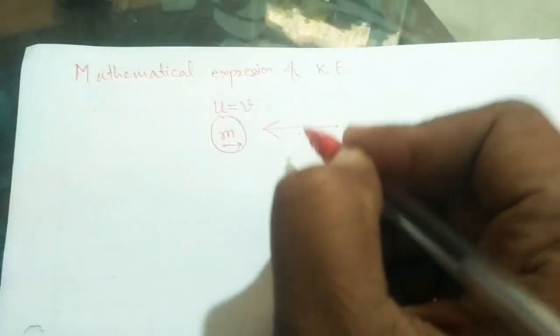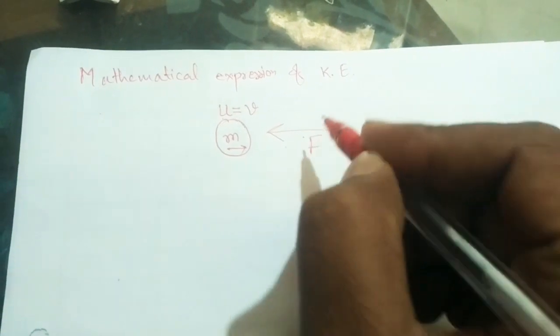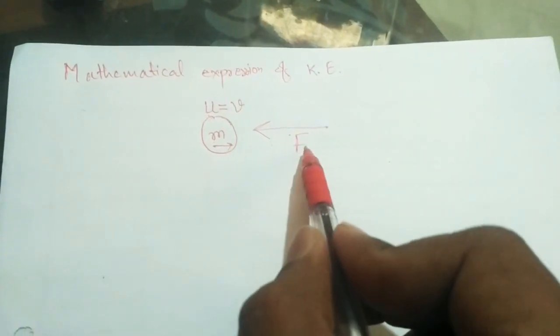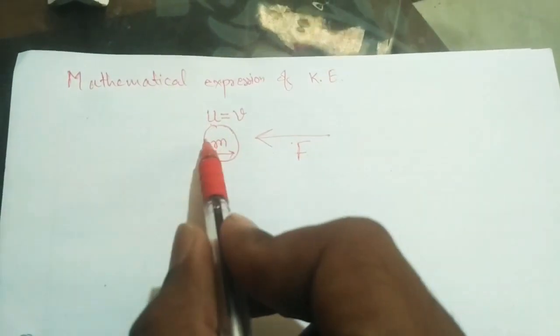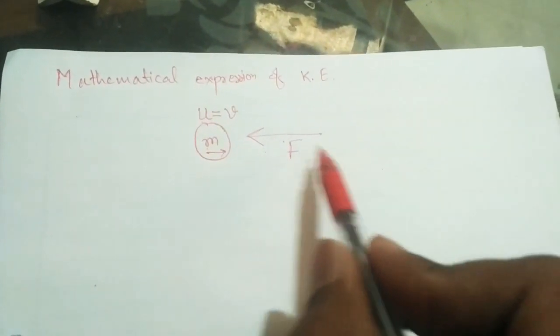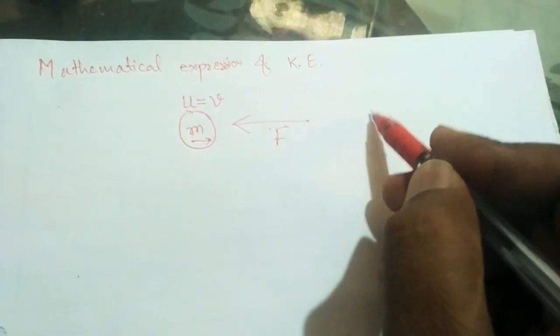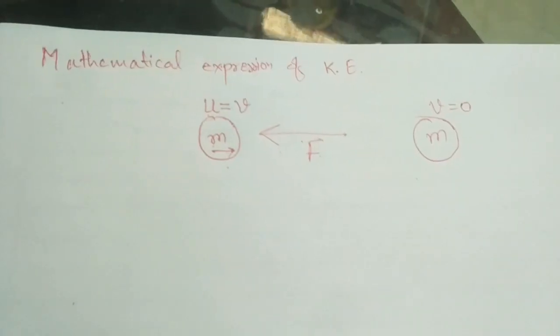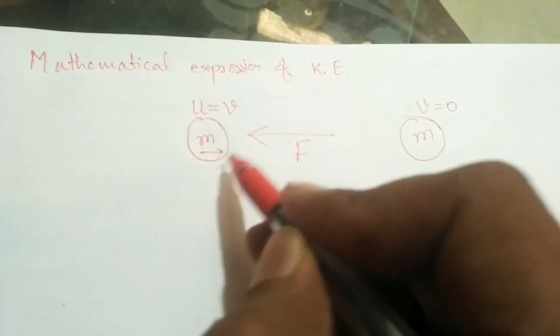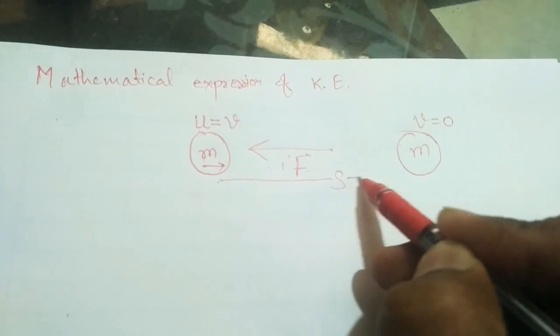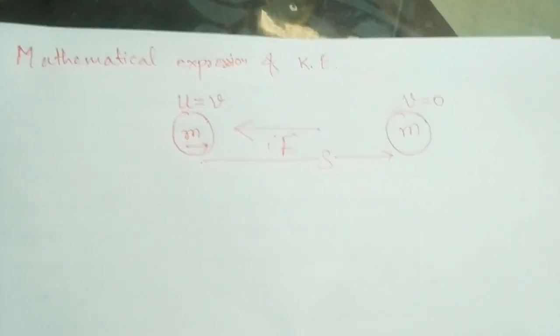Suppose someone is stopping it with the force F. It is being retarded, being stopped with this force. The force is directed in this direction, while the object is moving in this direction. If this force continues to act on this body, after some time it will come to rest. Let's suppose, due to the retarding force, the object moves through displacement S and comes to rest.